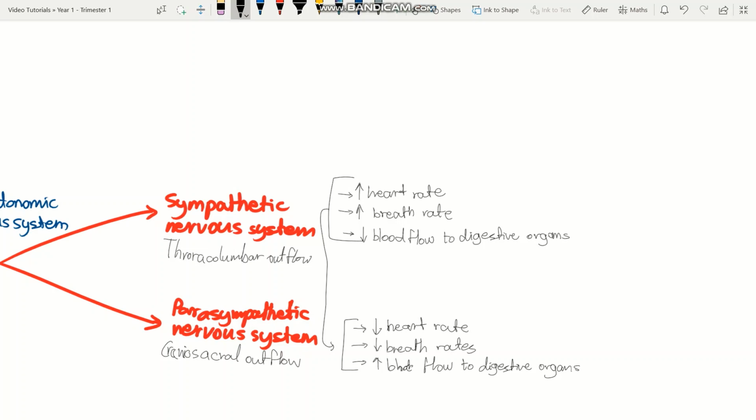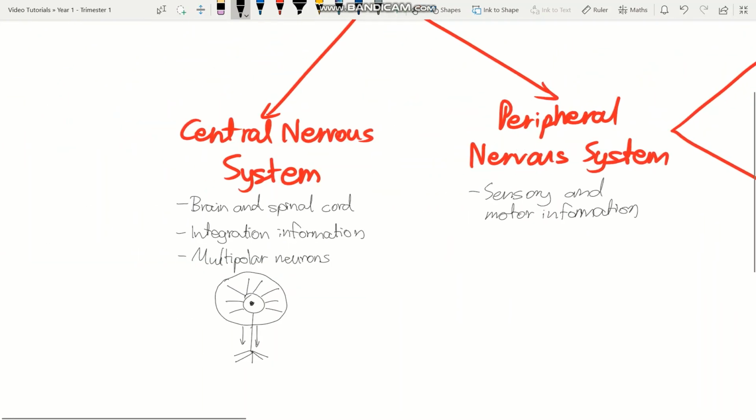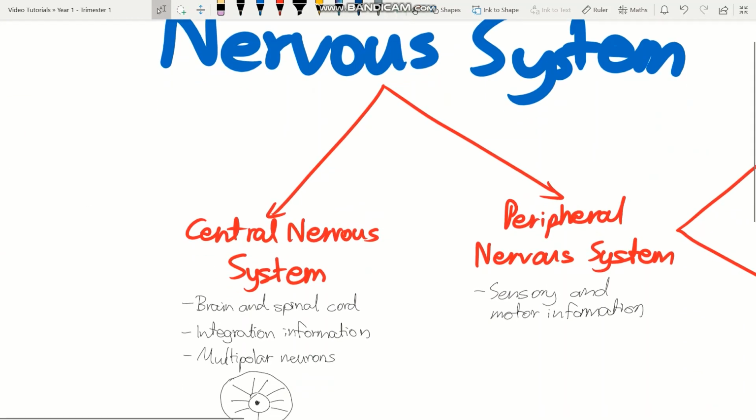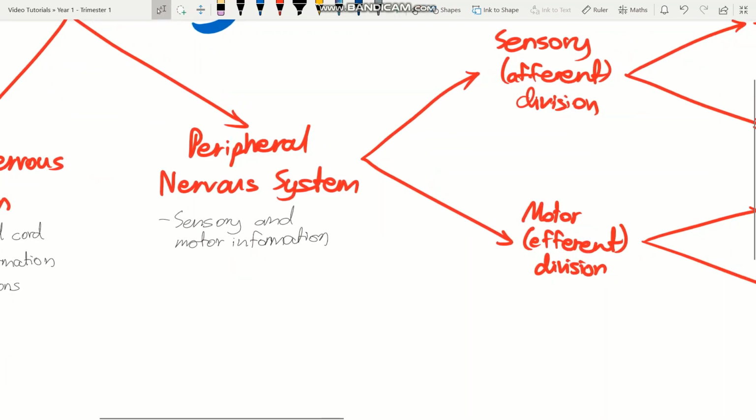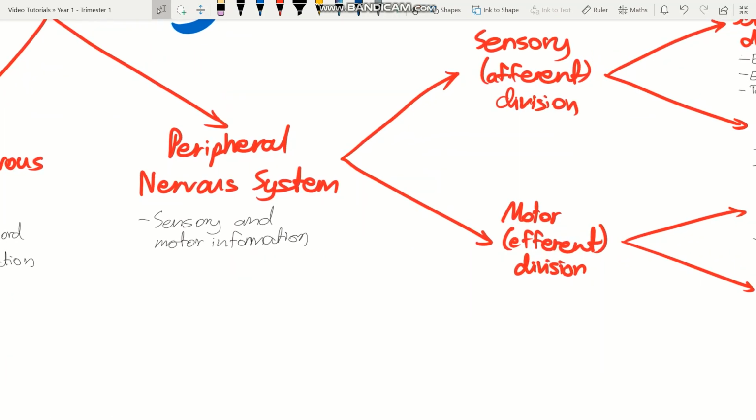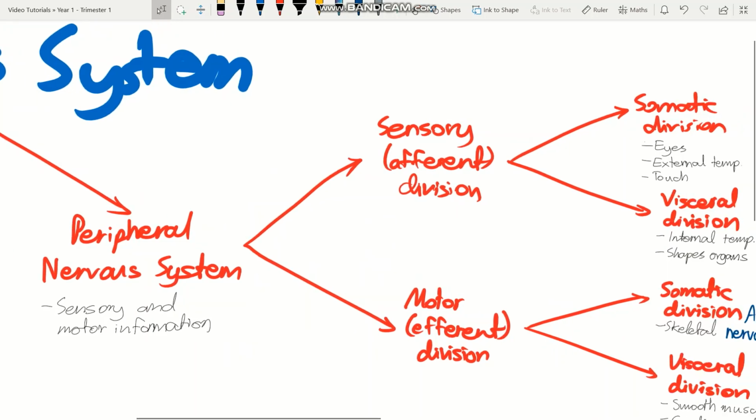So, if we were to review the nervous system as a whole, firstly, there are two main divisions, the central and peripheral nervous systems, in which the central nervous system contains the brain and spinal cord and is involved in the integration of information. And this integration of information is met by the form, which is that it contains multipolar neurons. On the other hand, the peripheral nervous system is involved in the processing or the sending of sensory information and also the sending of motor information towards organs of the body.